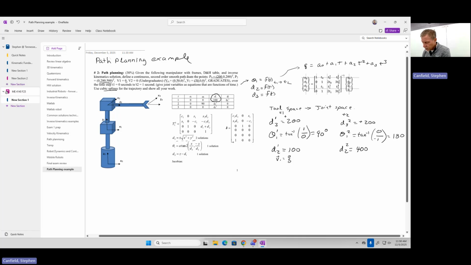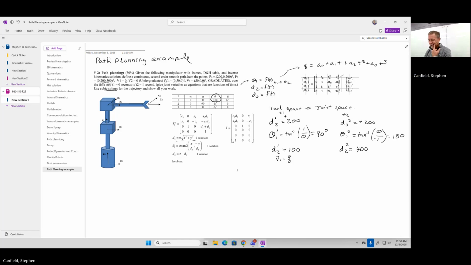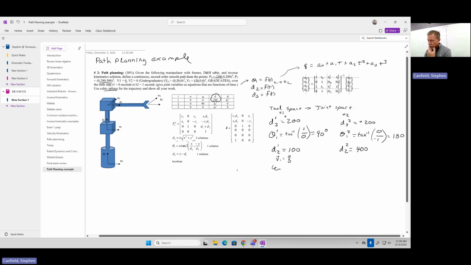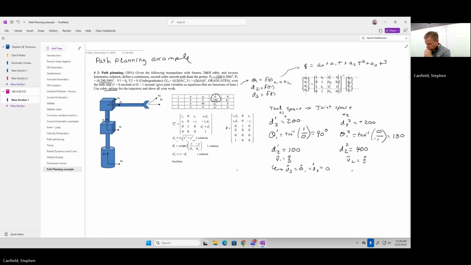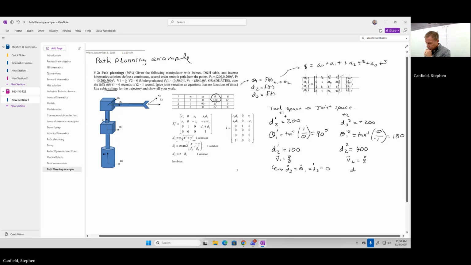And I could go to my Jacobian here. And when I solve that, that's going to give me D3 dot equals theta 1 dot equals D2 dot equals 0. And the same with V2 equals 0, 0, 0. And that's going to give me D3 dot equals theta 1 dot equals D2 dot, again, as 0.